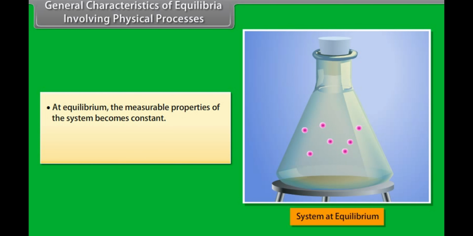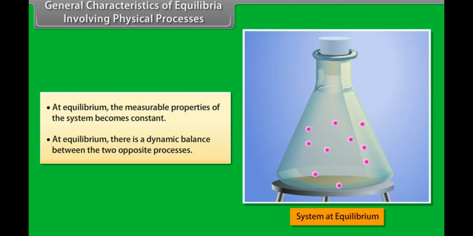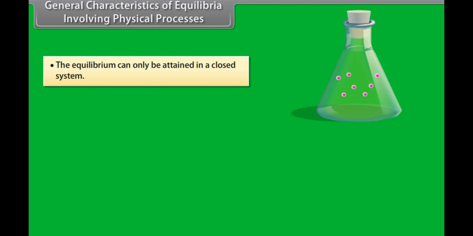General characteristics of equilibria involving physical processes. At equilibrium, the measurable properties of the system become constant. At equilibrium, there is a dynamic balance between the two opposite processes. The equilibrium can only be attained in a closed system.